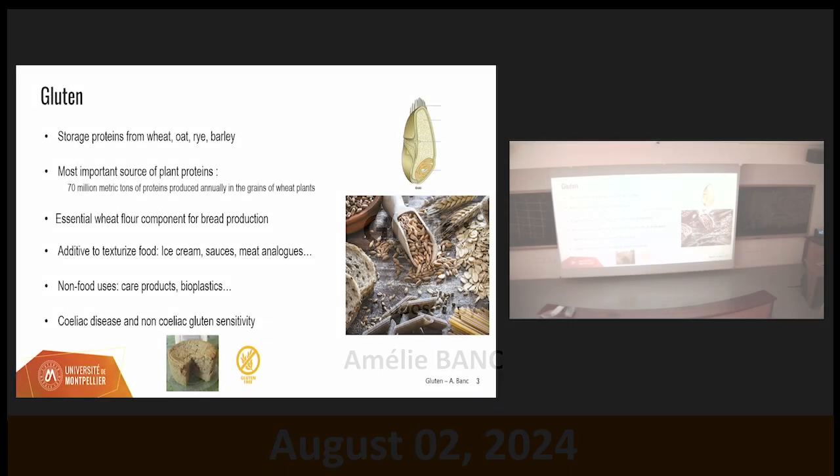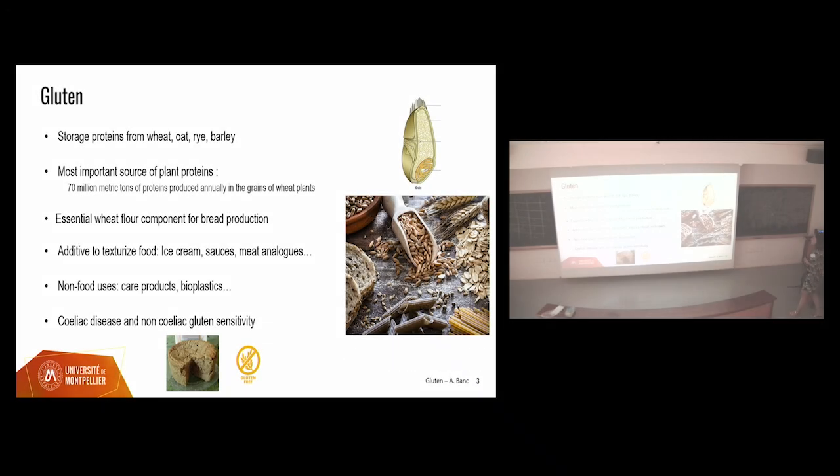biological properties. It's also used in different food as additive, but also for non-food use, such as care products, bioplastic, and so on. But it is a problem for people who are affected by celiac disease or by gluten sensitivity. These people cannot eat gluten, so we have to develop gluten-free products. But it's quite difficult to produce similar texture of products without the presence of these gluten proteins.